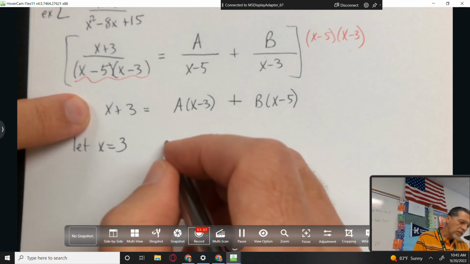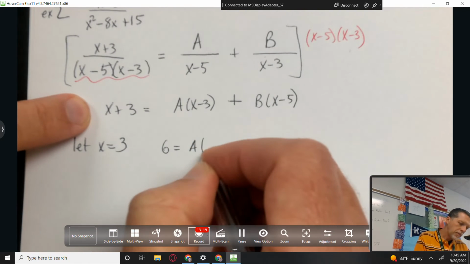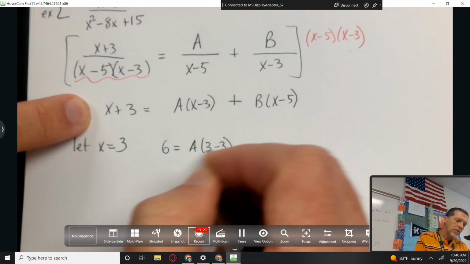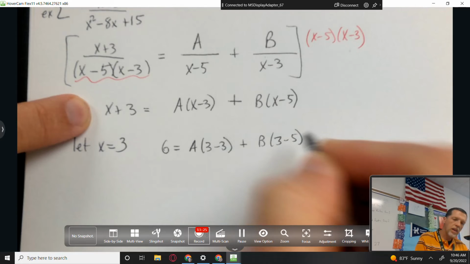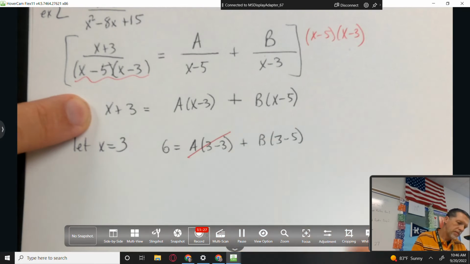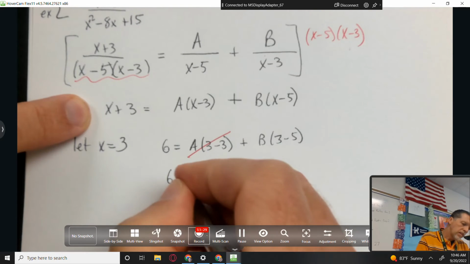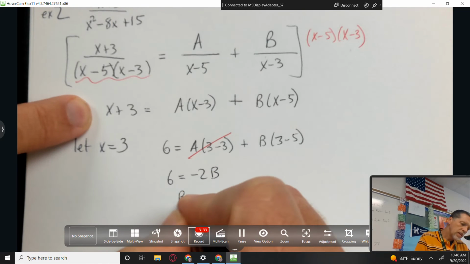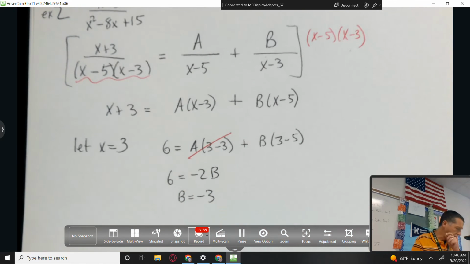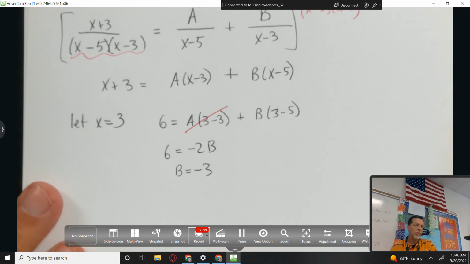So 3 plus 3 is 6. 3 minus 3 is 0. That's the whole point of picking 3. So 6 equals negative 2b. So b equals negative 3. So that was a great pick.